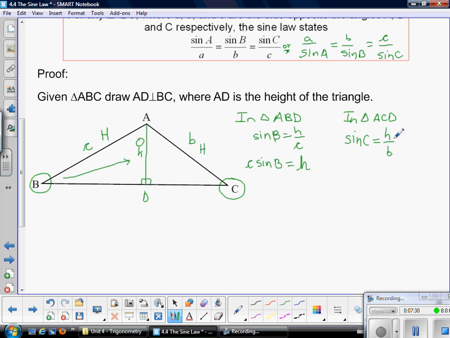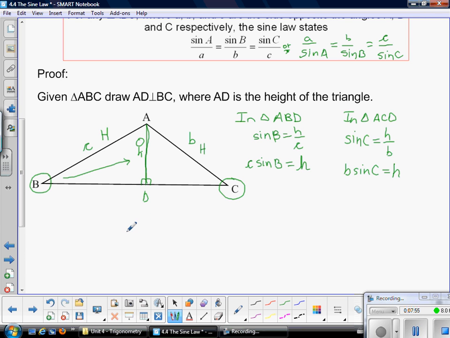So I'm going to solve for H again. I'm going to multiply both sides by B, and so I end up with B sine of C equals H. Now what we have discovered here is that both of these equal H, and H is the same H right here. This is the H that we're talking about.